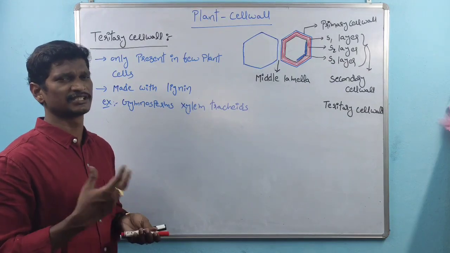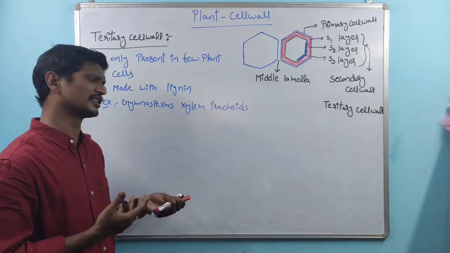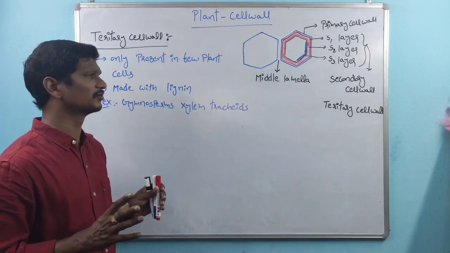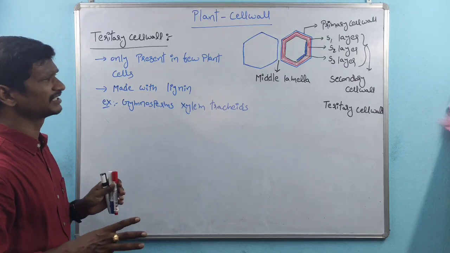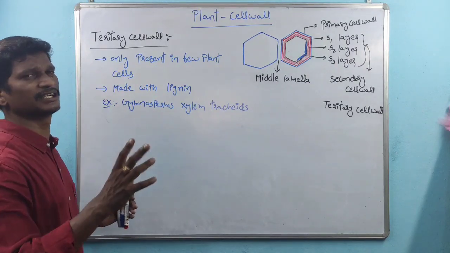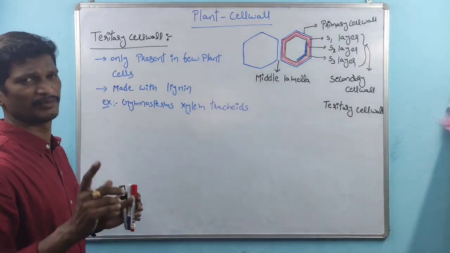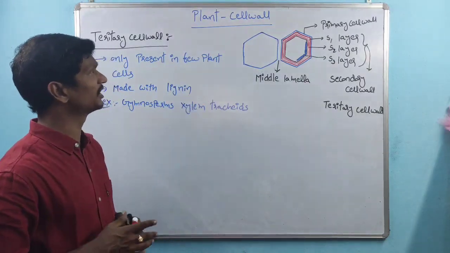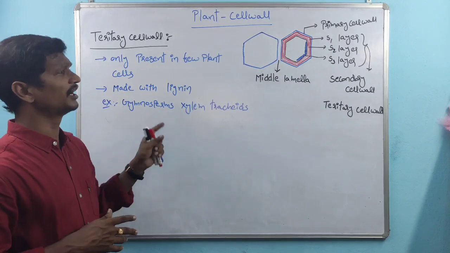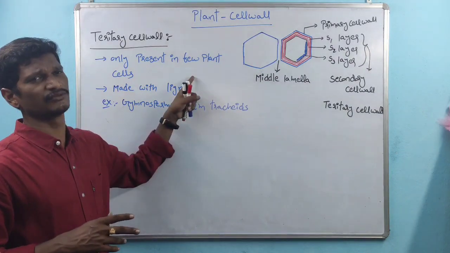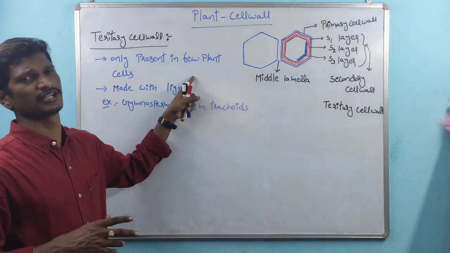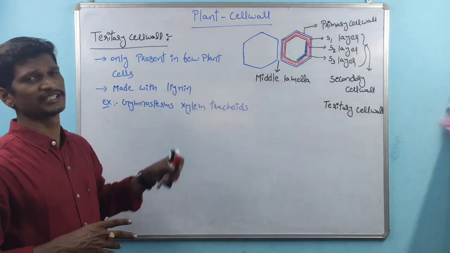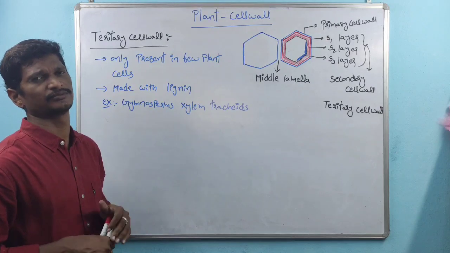In meristematic cells, the secondary cell wall and tertiary cell wall are generally absent. So the best example of cells containing only a primary cell wall is meristematic cells, right? That is about the plant cell, cell wall and compositions. And the cell wall is always dead and it's permeable, right?